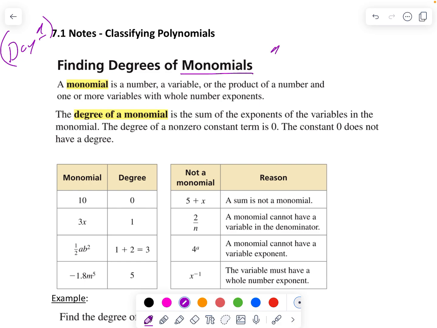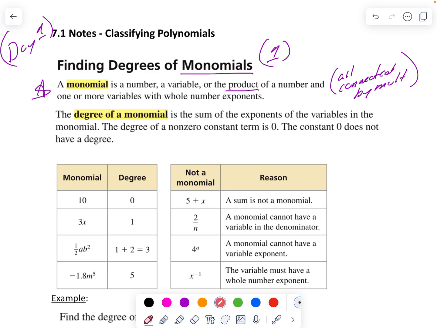So we are starting with monomials. Mono means one, right? I'm sure there's a Latin root somewhere. But a monomial is a number, a variable, or the product of a number and one or more variables with whole number exponents. So the key word is product. It's all connected by multiplication. There is no addition or subtraction. So it could be numbers and variables, but it's all connected by multiplication.